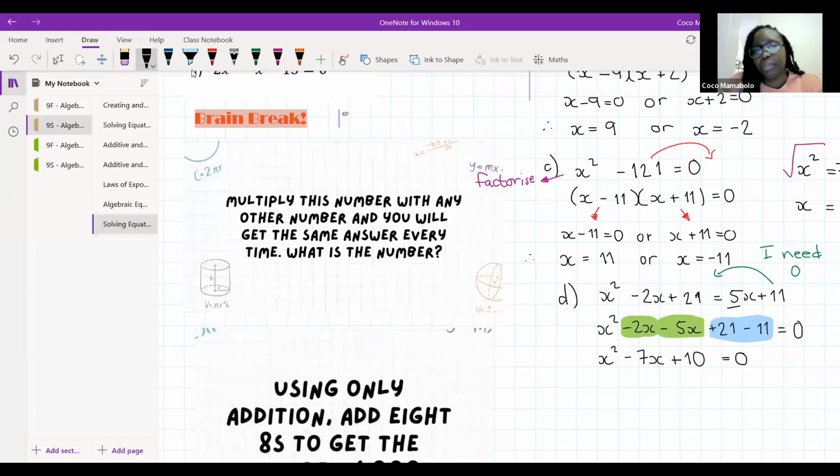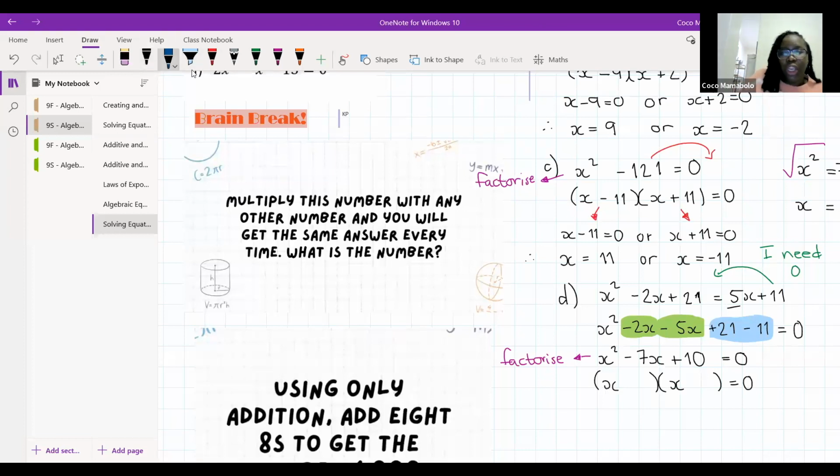What is my next step? Now that I have a 0 on the right-hand side, what can I now do? We can now factorize and look for the highest common factor. What kind of factorization are we going to do here? What kind of expression do we have? A trinomial. Good. Therefore 2 brackets is equal to 0. Good. x and another x. Beautiful.